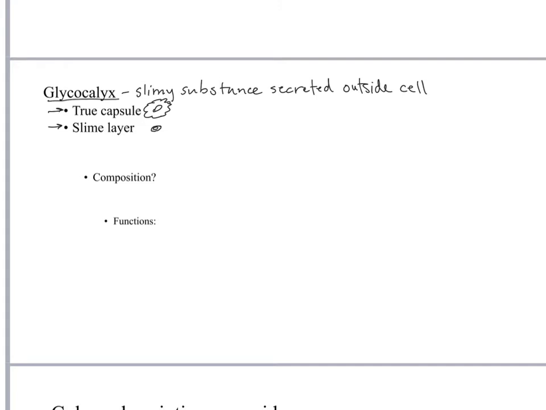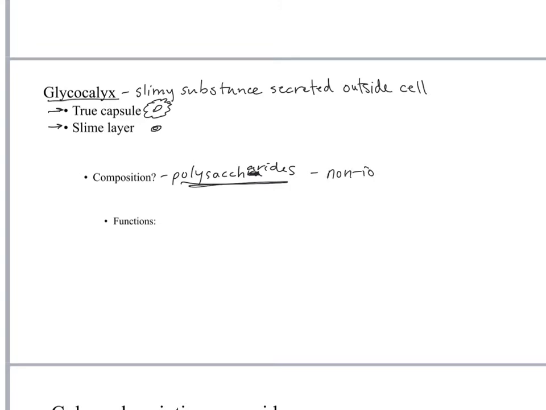Regardless of whether it's a true capsule or a slime layer, what's the composition of a glycocalyx going to be? Most of the time, it's going to be made up of polysaccharides. Hard word to spell. Okay, so a sugar composition. Now there are some exceptions to that. There are a few genera that make capsules that have a lot of proteins in them, but most often they're sugars, polysaccharides.